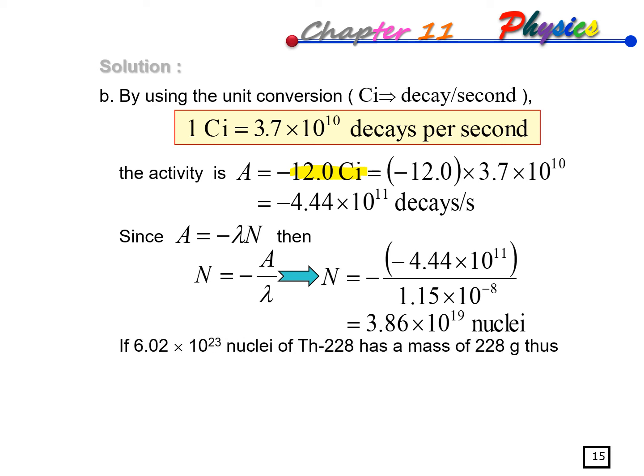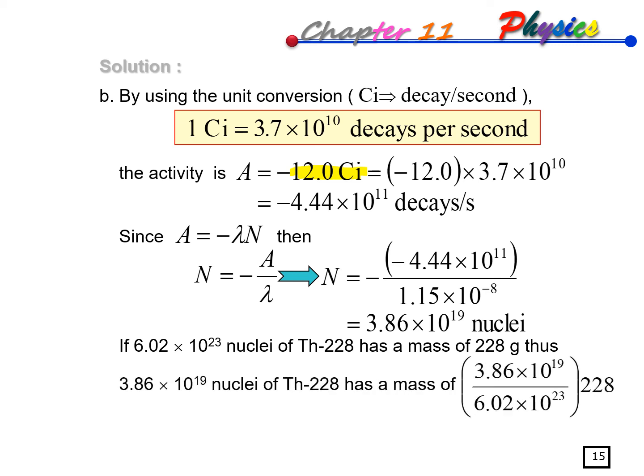Once we have the number of atoms, we can use the Avogadro constant and relate it with the mass number, the molar mass, to calculate the amount of mass that is available for this number of atoms. Calculate the ratio, which will end up with 1.46 times 10 to the power of -2 gram.